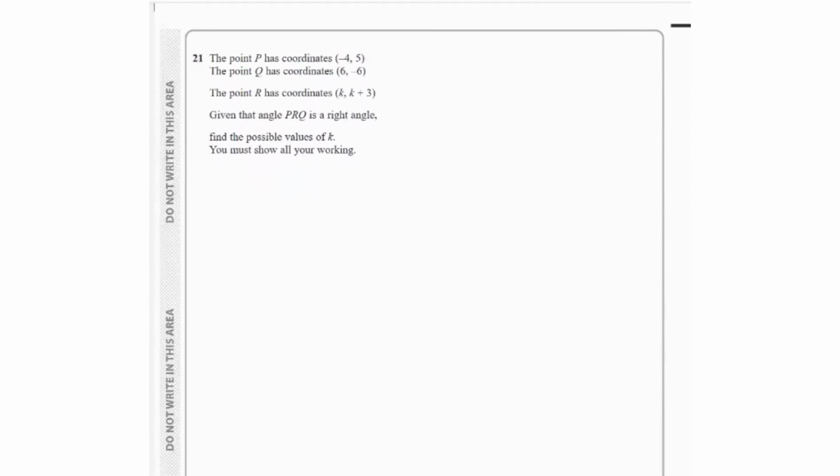Then it says the point P has coordinates -4, 5, and point Q has the coordinates of 6, -6. The point R has coordinates of K and K plus 3. Given that angle PRQ is a right angle, find the possible values of K. So let's just draw a rough sketch of the right angle triangle PRQ.